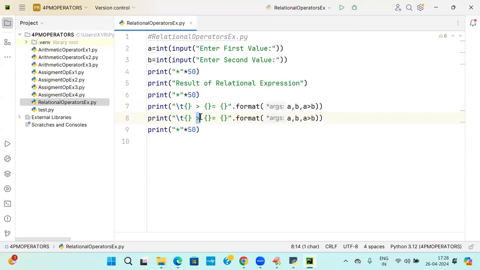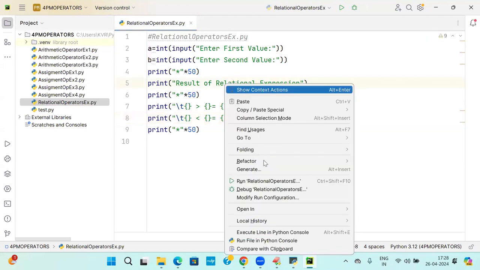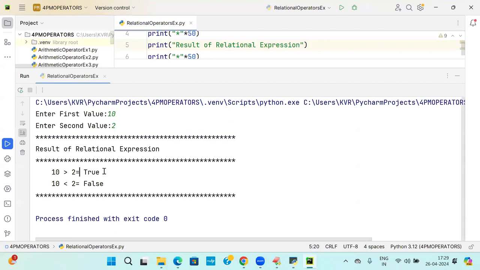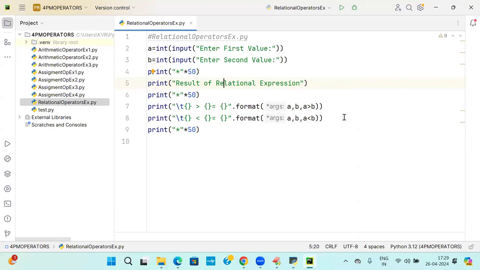I'm writing what operator? Less than. A less than B I'm using. Try to run this. Here 10 and 2. One is true, one more is what? False. One is true, one more is false.